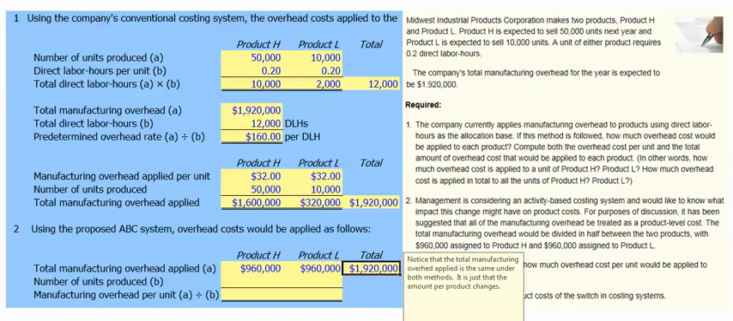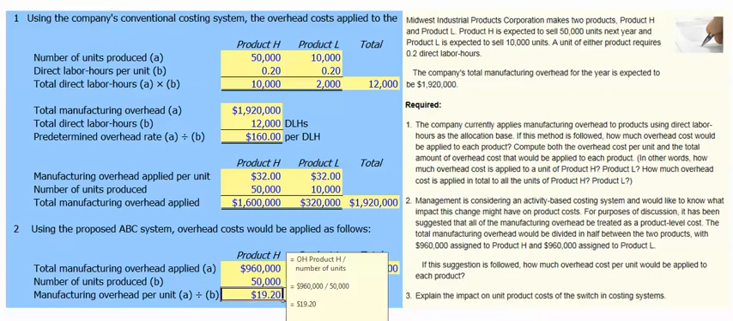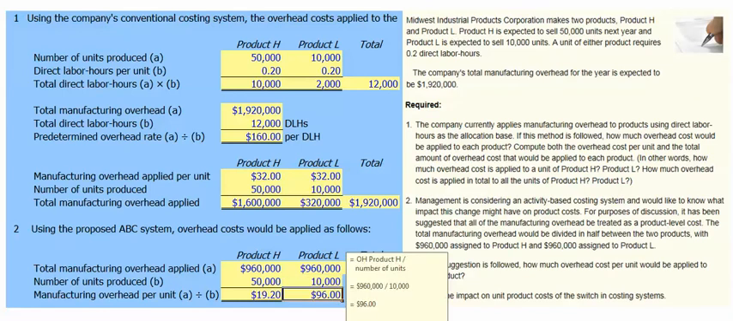Let's go ahead and see how the change in our allocation method impacts the manufacturing overhead cost assigned to each unit. For Product H, we'll take our total manufacturing overhead of $960,000 and divide it by the 50,000 units we plan to produce, which gives us an overhead cost per unit of $19.20. For Product L, we'll take our $960,000 in estimated overhead, divide it by the 10,000 units, and get $96 in estimated overhead per unit.